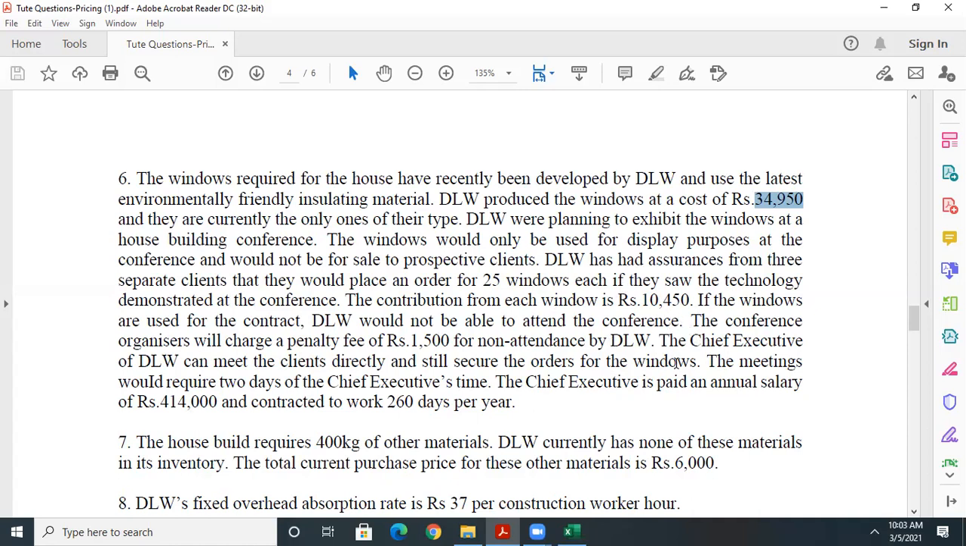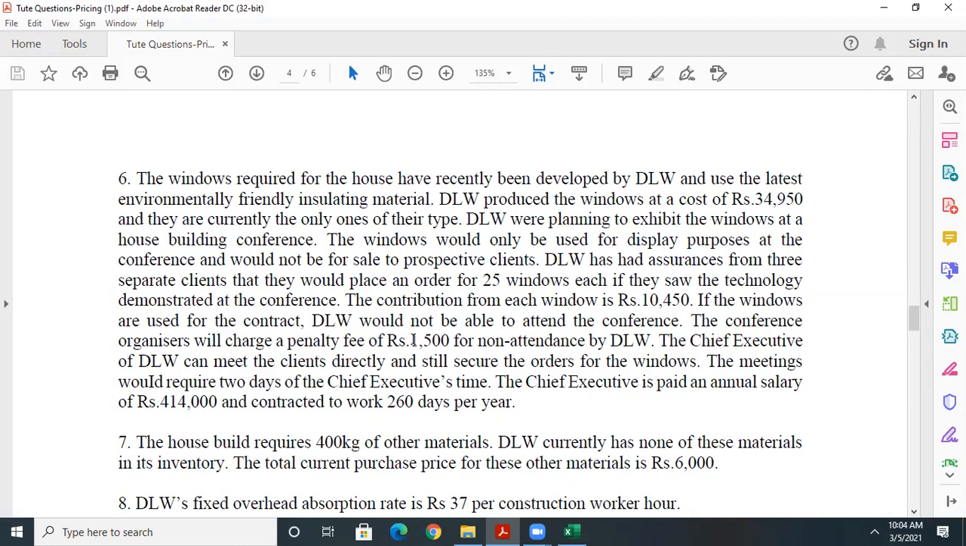So therefore that is irrelevant. ඒ වගේම chief executives ලාට pay කරන්නේ annual salary එකක් 414,000. ඒ annual salary එකක් නිසා ඒකත් fixed amount එකක්, මේ decision එකට අනුව ඒ cost එකේ වෙනස් වීමක් නැහැ. chief executive තමන්ගේ දවස් 260න් දෙකක් භාවිතා කරනවා මේ වැඩේට. ඒතර එතනත් relevant cost එකක් නැහැ.